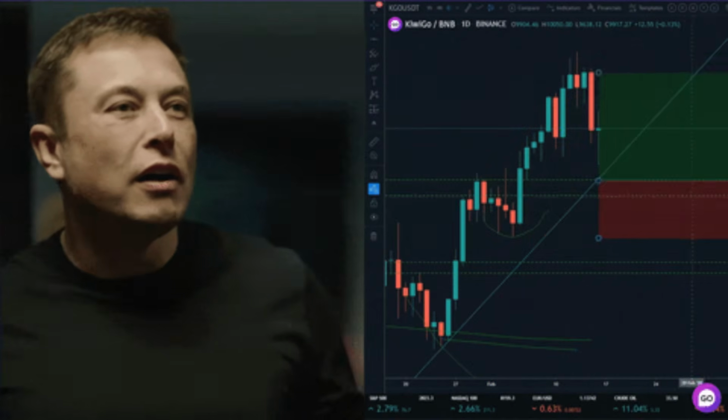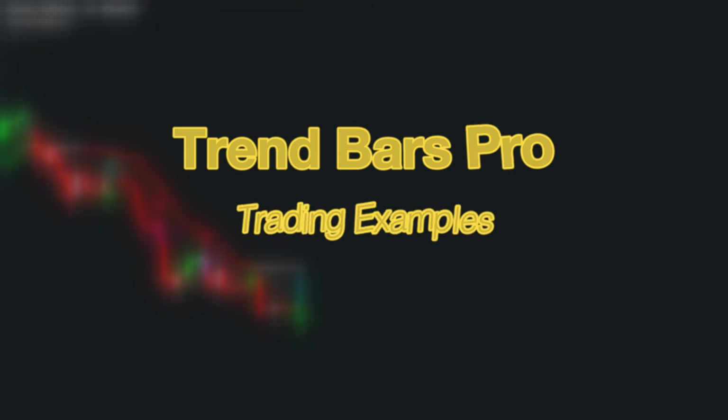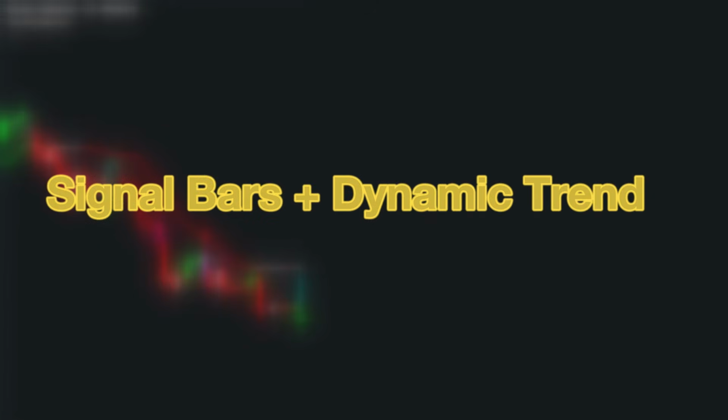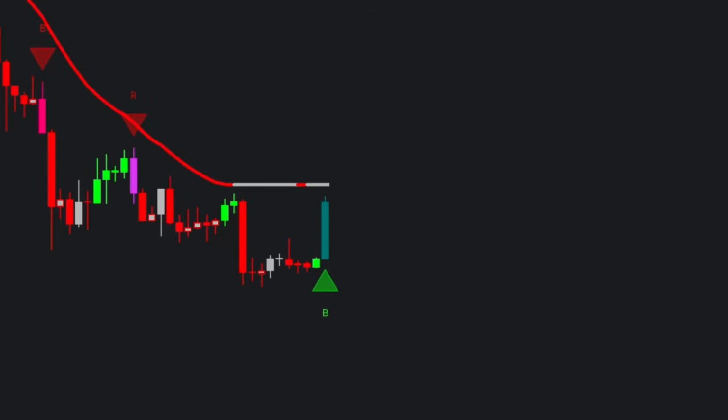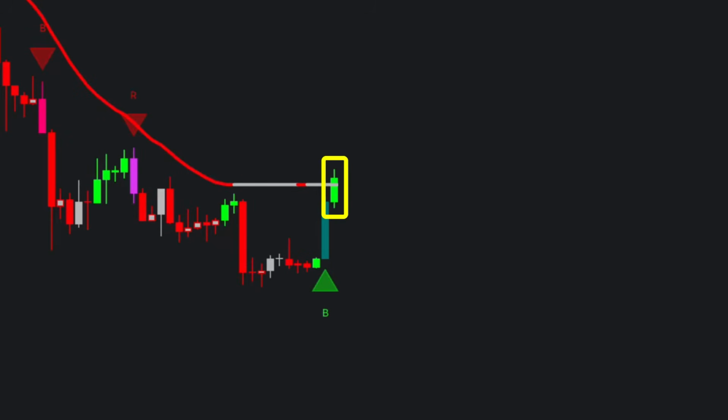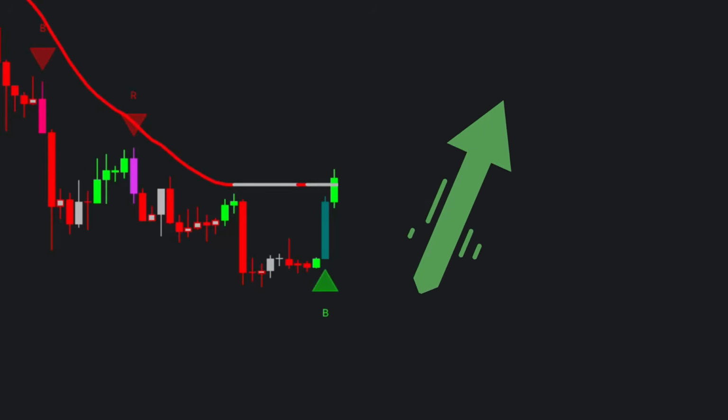Now let's dive into some trading examples where we use the Trend Bars standalone to find market entries. Here we are at the Bitcoin weekly chart and we are using the signal bars in combination with the dynamic trend. We just confirmed this breakout bar, but as you can see, the dynamic trend is flat and gray, which means that we are still in a consolidation period and it's not safe to enter a long position at this point. But with the next green trend bar, we are crossing the dynamic trend and managed to close above, which is a strong reversal signal.